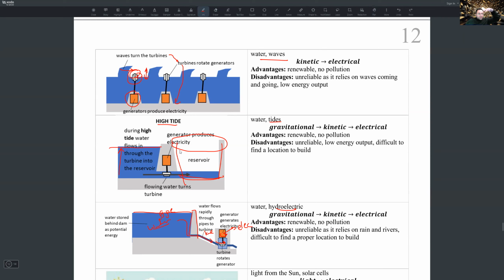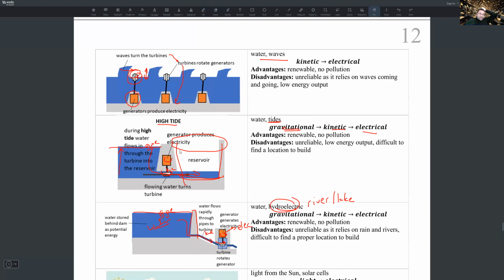So the water flows in, because it has gravitational potential energy to kinetic energy. The turbine spins, the generator generates electricity. So gravitational to kinetic to electric. The two are the same, but the source of hydroelectric is usually a river or a lake, stored water or flowing water that comes from rain. The source of tidal is also gravitational, but it comes from the high and low tide of the ocean.